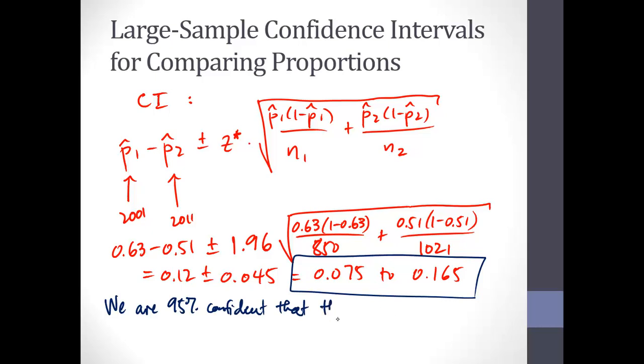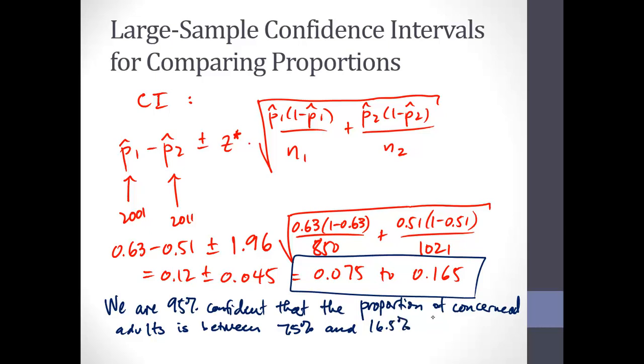So the proportion of concerned is between 7.5% and 16.5% higher in 2001 than it was in 2011. So again, I have 95% confidence that the proportion of adults concerned about global warming is between 7.5% and 16.5% higher in 2001 than in 2011.